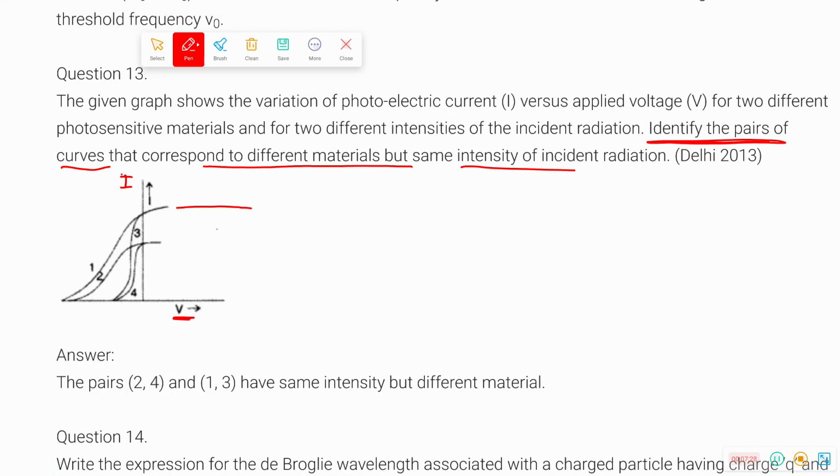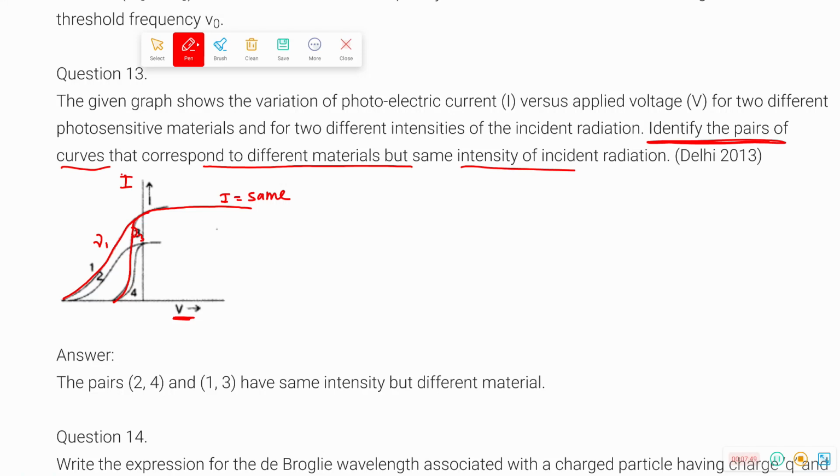So this one, intensity is the same, frequency different, right? So 1 and 3 are coming here, this is the intensity I, same, and the frequency different. Yes or no? So which is having more frequency, nu 1 or nu 3? Nu 1. So this one you remember.